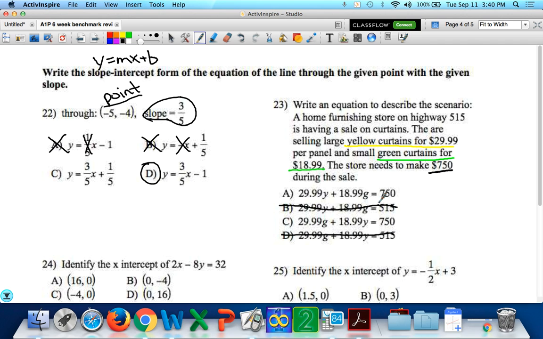People look and say, oh, but that 515 was right there. It wasn't really a part of the problem. I put that in there as a distractor, okay? So we're down to just two equations right here. We need to just make sure our yellow went with our yellow and our green went with our green. Well, that's $18.99 green and $29.99 yellow. Yellow is Y, green is G. That's my answer.